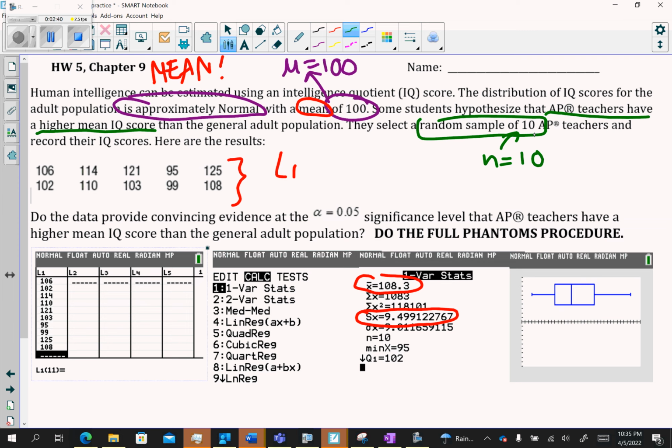And right away you notice that I only have 10, so that's a small sample. So I'm going to have to plot the data because I'm not going to be able to use the central limit theorem. And I also now know I have the sample mean x bar, which I got over here, and that was the 108.3. And I have the sample standard deviation S, and that was 9.499. Okay, so I'm going to use this information now to proceed with my question.